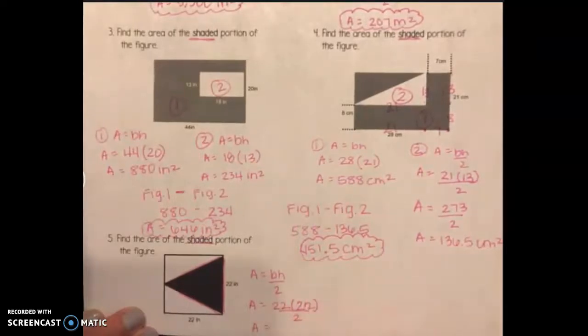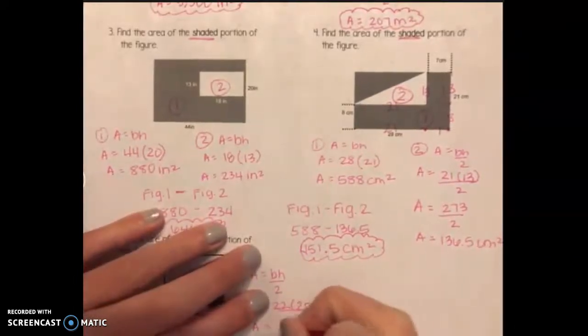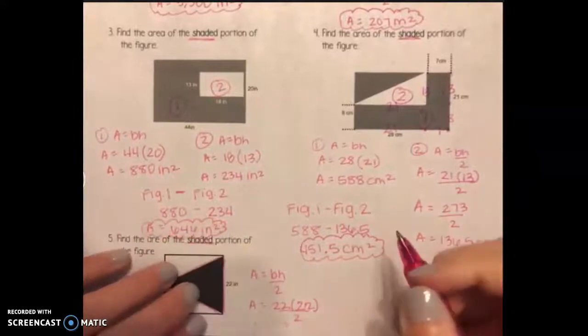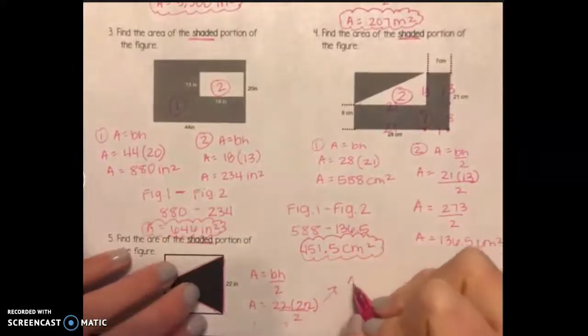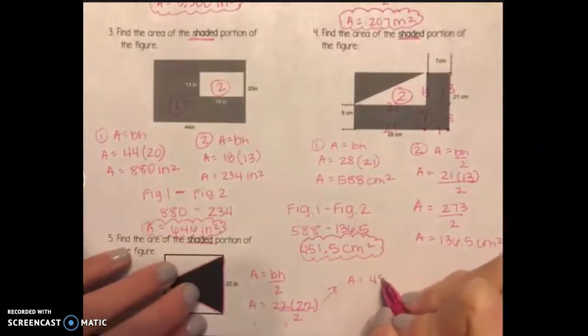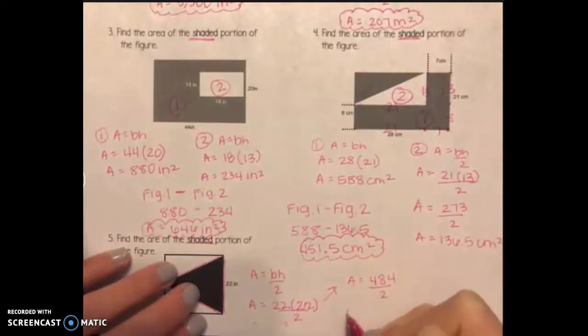So my area is going to be... actually, let's move this over so that way we can see it a little bit better. Keep it nice and neat. Okay. So we have an area of 484 over 2. So my area would be 242 inches squared.